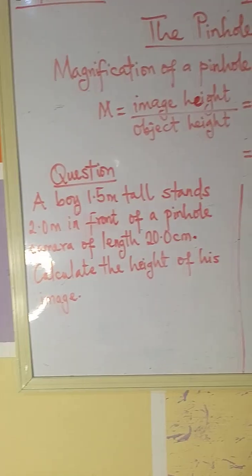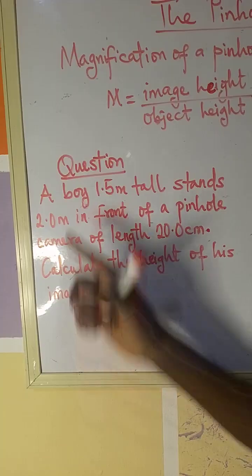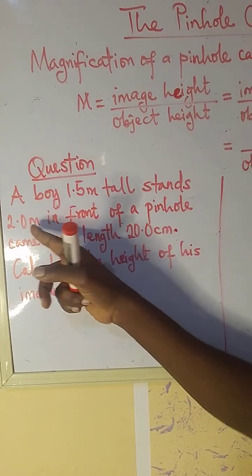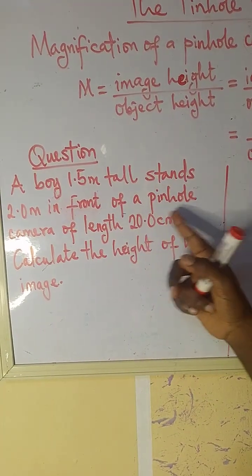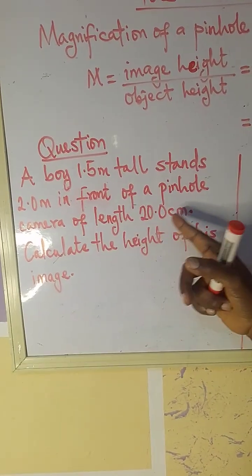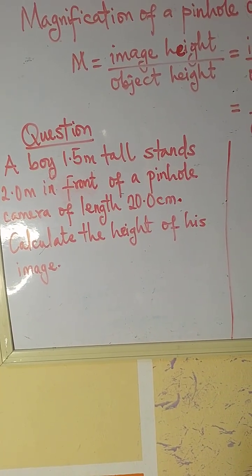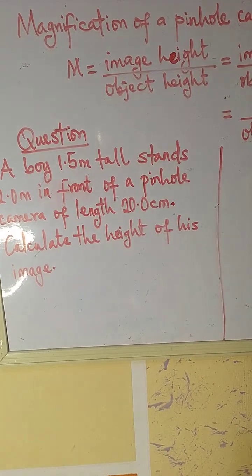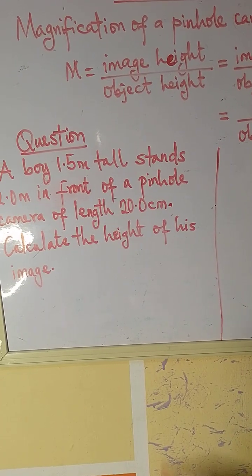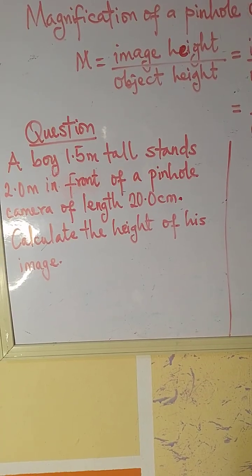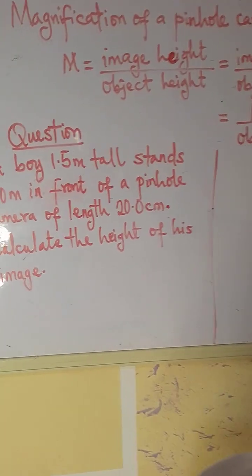Now let's consider the question which we have here. A boy 1.5 meter tall stands 2.0 meter in front of a pinhole camera of length 20.0 centimeter. Calculate the height of his image. Now let's bring out our parameters from here and see what we are asked to solve, so we'll look at which of the formulas we are going to apply. So, solution.